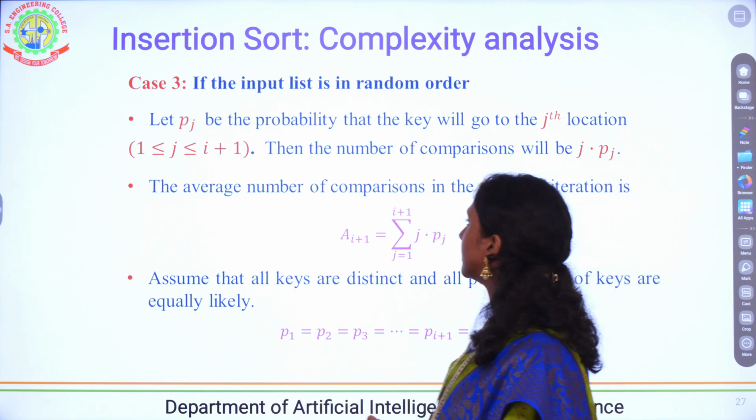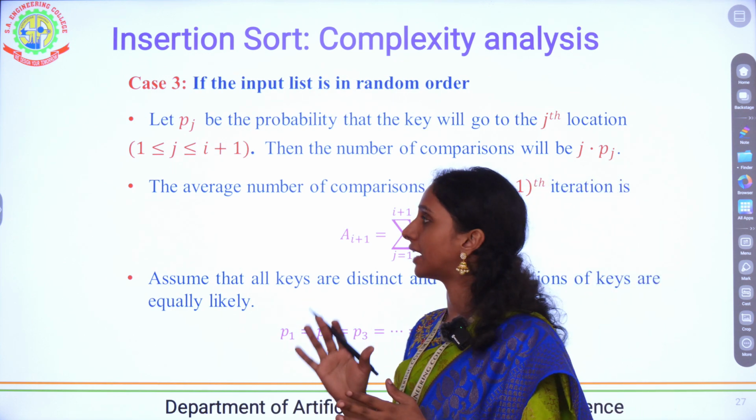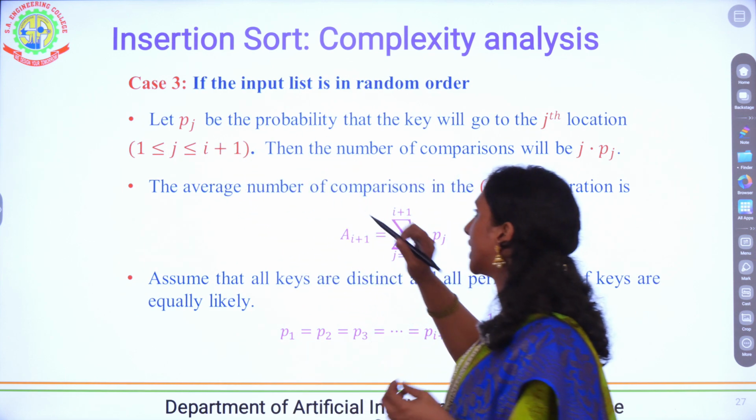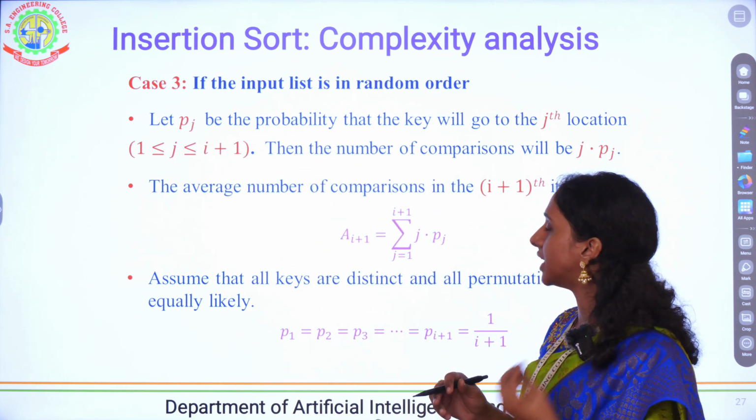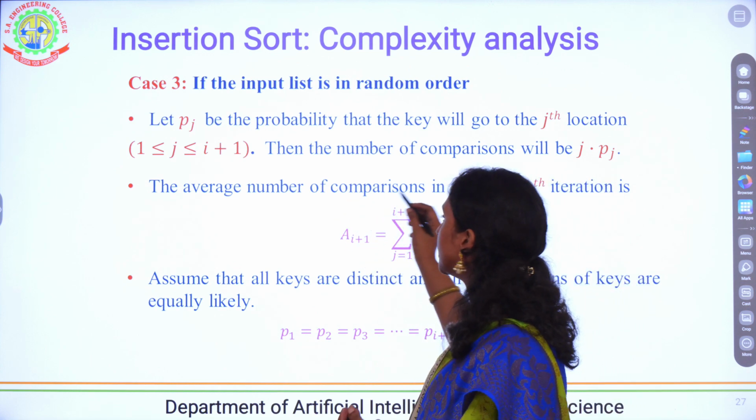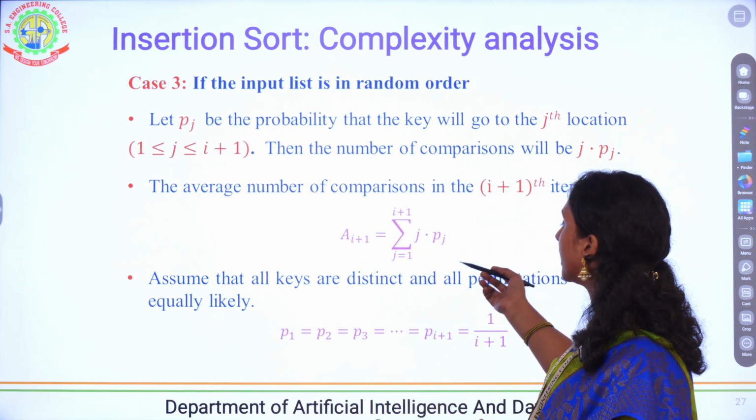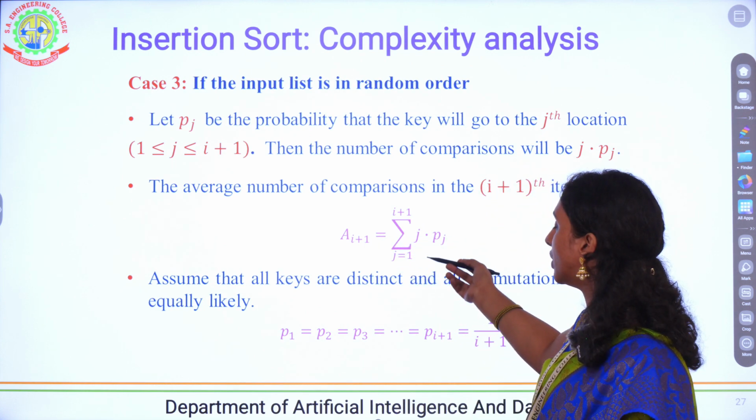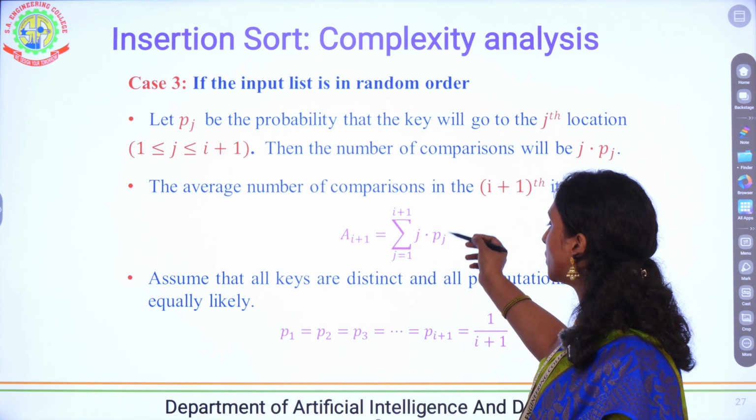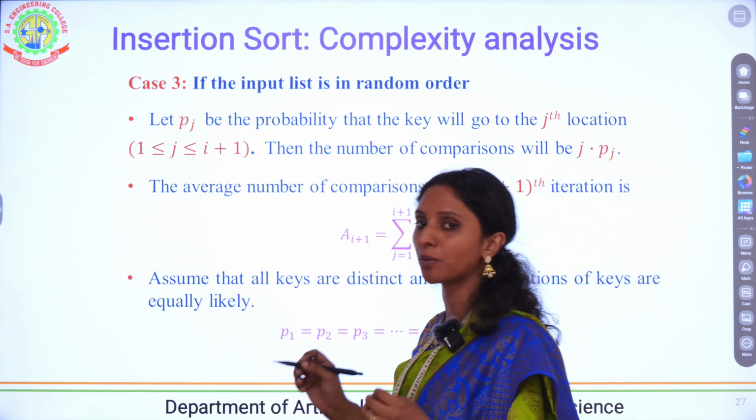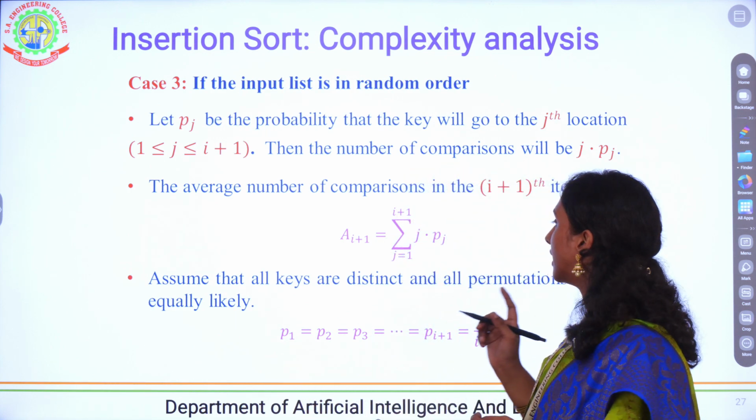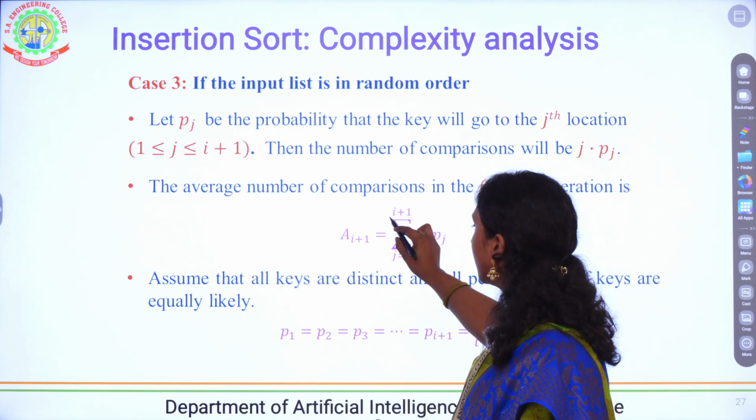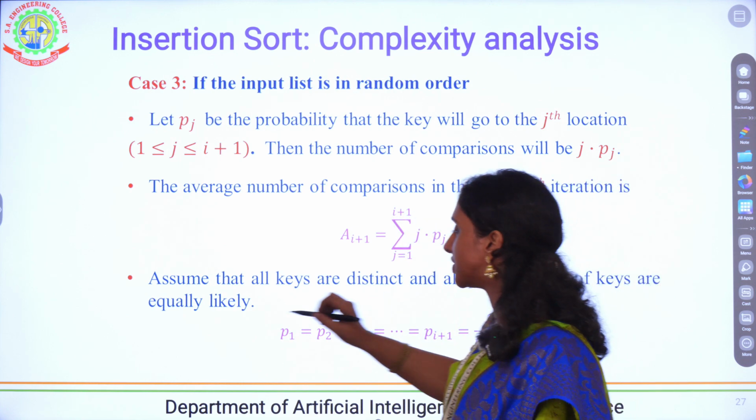And in the other case, if the list is in a random order, then we have to consider the probability of each element being located in the jth position. Then the average number of comparisons can be given by the formula A(i+1) equal to summation of j equal to 1 to i+1 of j into pj, where pj is the probability of the element being in the jth location in the ith iteration.